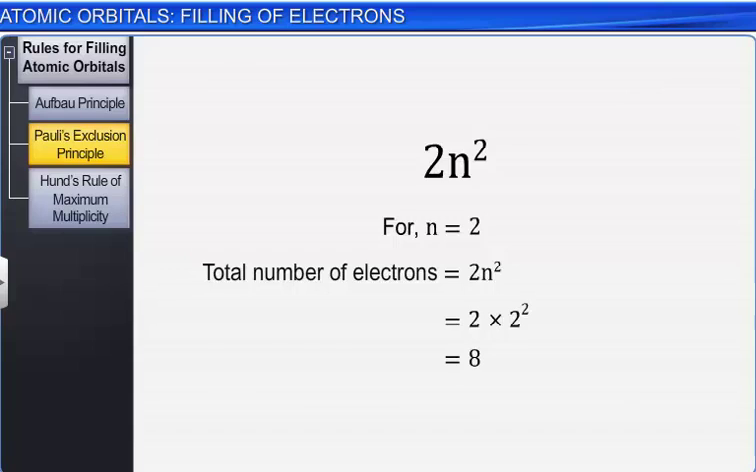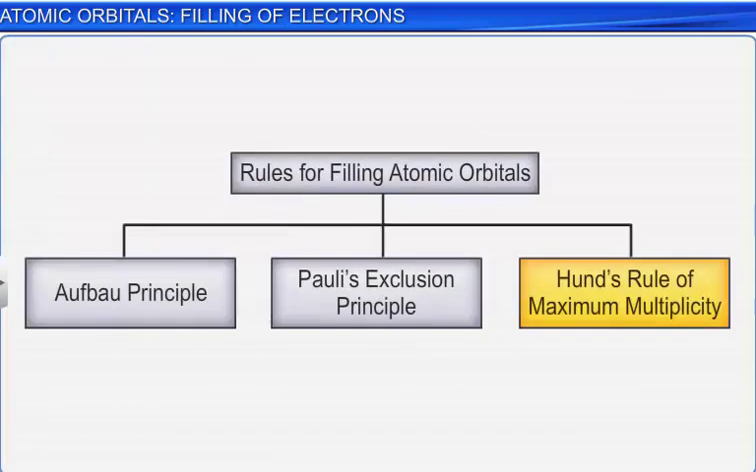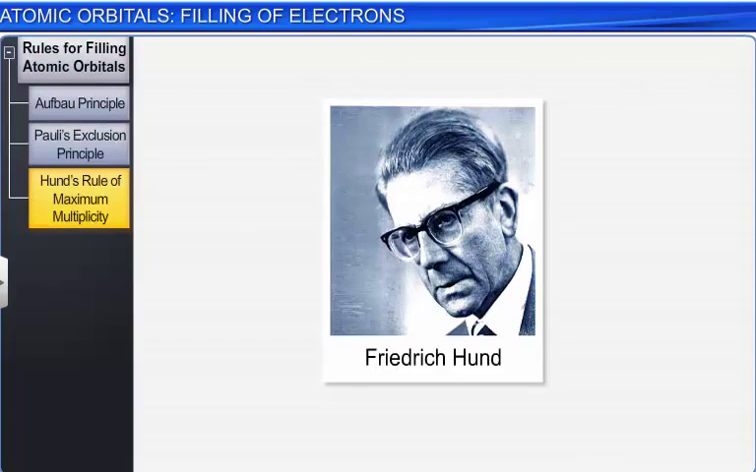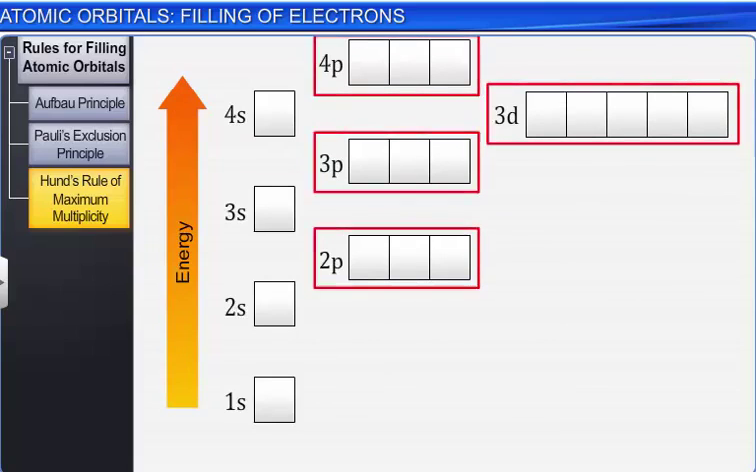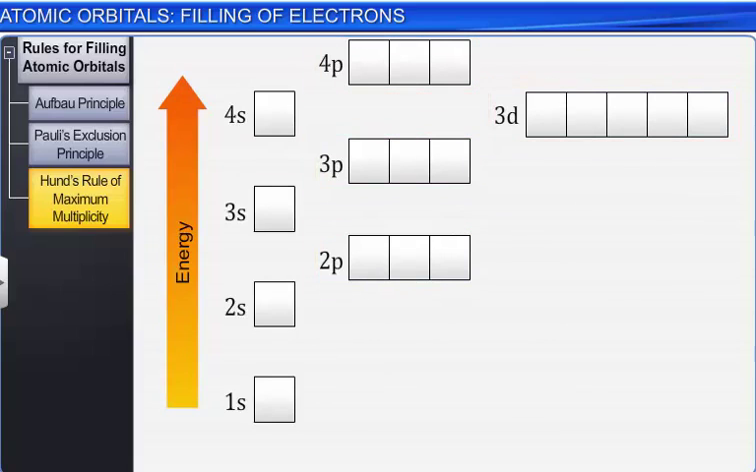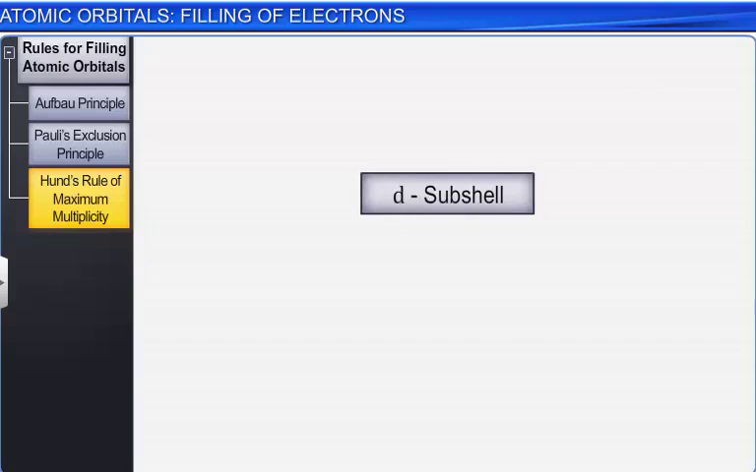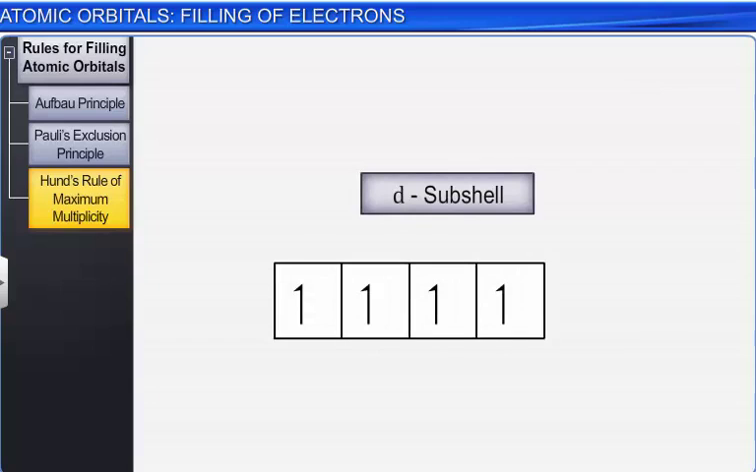The third rule of filling of electrons into the orbitals was proposed by Friedrich Hund. It is called the Hund's rule of maximum multiplicity. This rule helps in filling of electrons into the orbitals of same subshell. The orbitals belonging to the same subshell have same energy and are called degenerate orbitals. The Hund's rule of maximum multiplicity states that in a set of degenerate orbitals, the orbitals are singly occupied first and then pairing of electrons takes place.